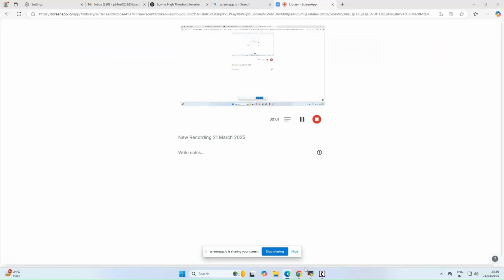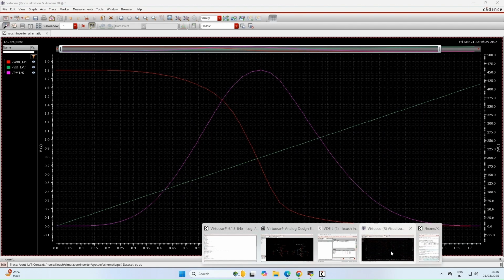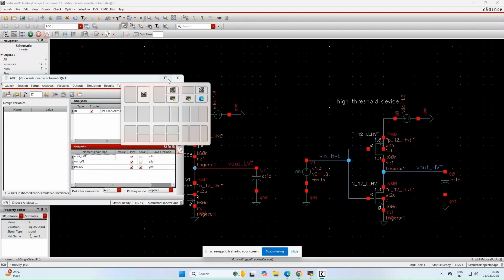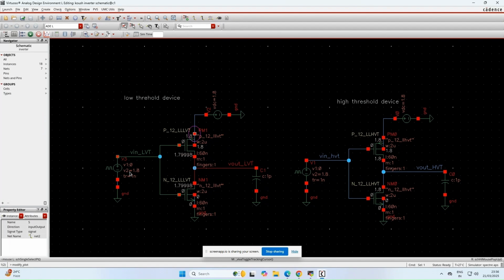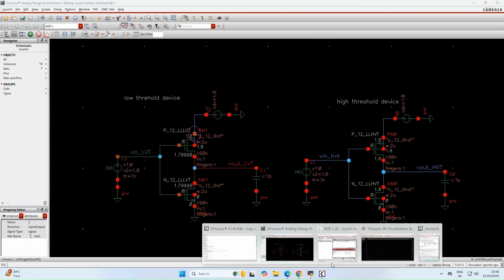In the next step, we will set up a DC simulation to analyze how the output voltage will change with respect to the input voltage. So you can see on the left hand side, I have made a CMOS inverter using low threshold voltage NMOS and PMOS, and on the right hand side I have designed a CMOS inverter using a high threshold voltage based NMOS and PMOS. So now we will do the DC analysis and plot the voltage transfer characteristics.